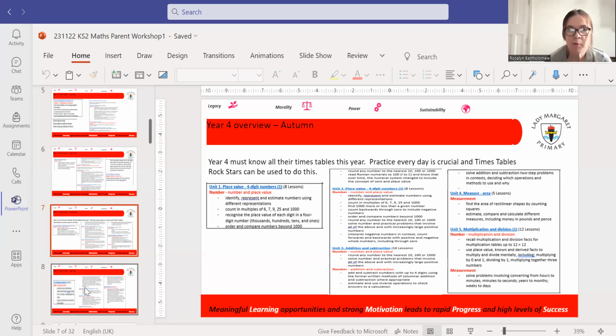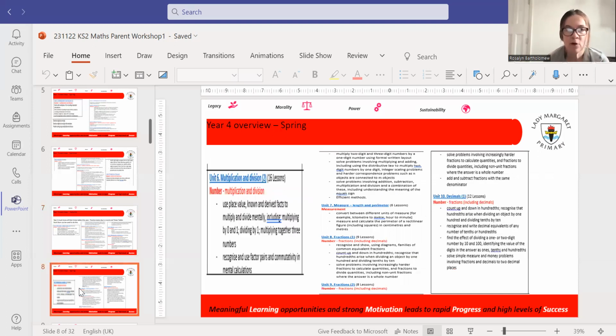Again, we start with place value, looking at 4-digit numbers, and that's Unit 1 and 2. We move on to addition and subtraction, and then we look at measure and area. So you can see the topics are exactly the same, but they're just moving that learning on. Unit 5, multiplication and division. So the children, having got a strong grounding in Year 3 and Key Stage 2, should be able to progress their learning even further in Year 4.